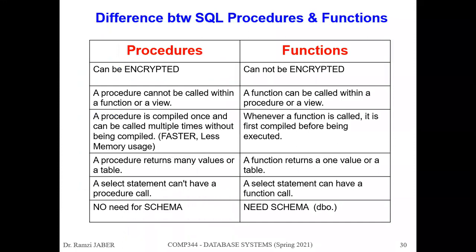Okay, the difference between procedures and functions. Procedures can be encrypted. Functions cannot be encrypted. A procedure cannot be called within a function or a view. Inside a function or inside a view, we cannot call procedures. But inside a function or a view, we can call functions. When you create a procedure, you can call a function. When you create a procedure, you can call a view. So inside a function, you cannot call procedures, but you can call views or functions.